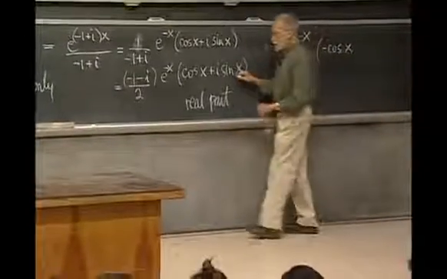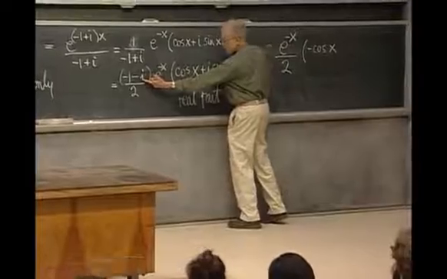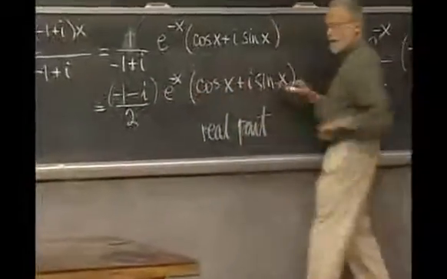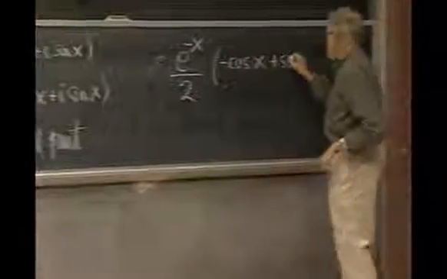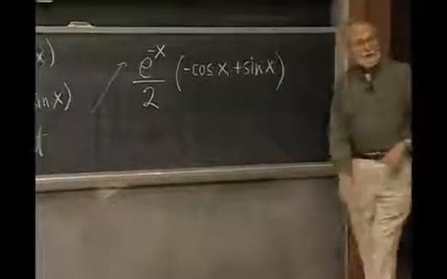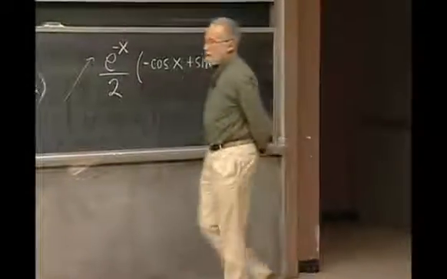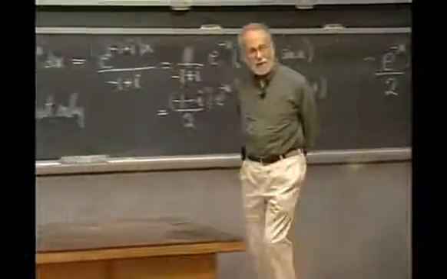And the other real part comes from the product of these two things. i times negative i is 1. And what's left is sine x. So that's the answer to the question. That's the integral of e to the negative x cosine x.